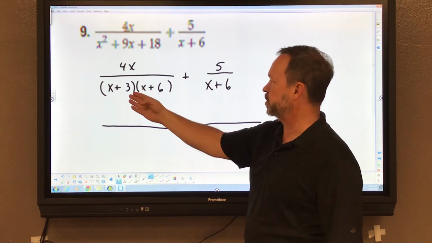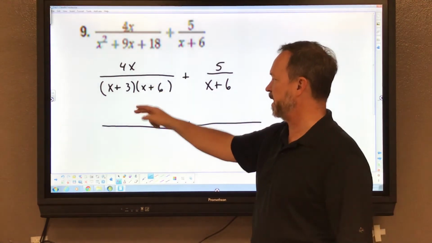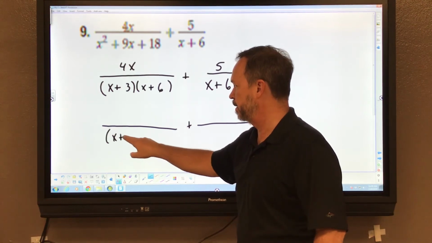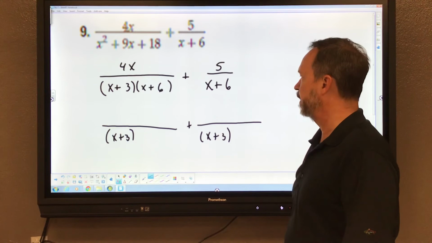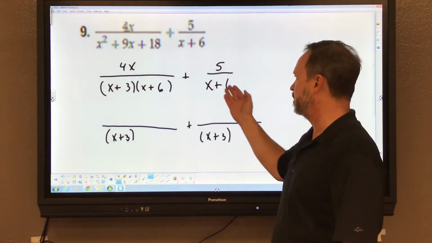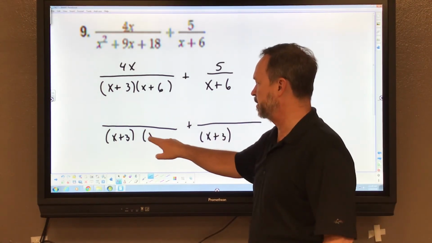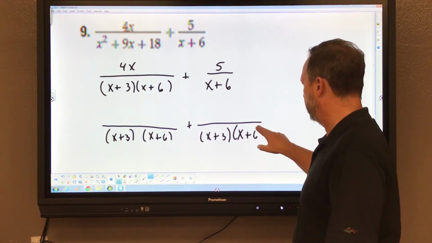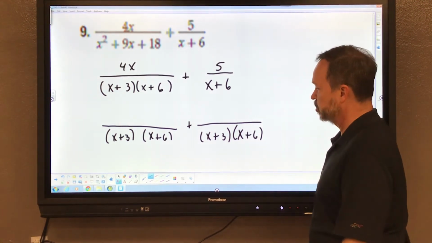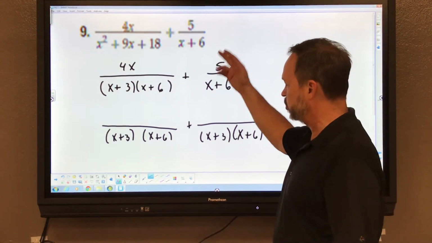So where is x plus 3 found the most? One time. So the common denominator is going to have an x plus 3. Where's x plus 6 found the most? One time. So the common denominator has x plus 6. So that's the least common denominator for those two fractions.